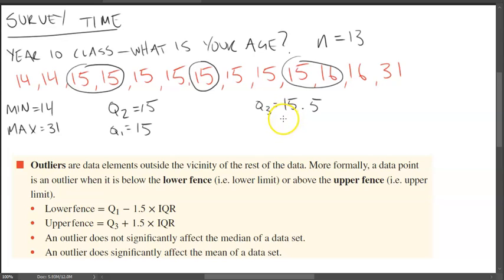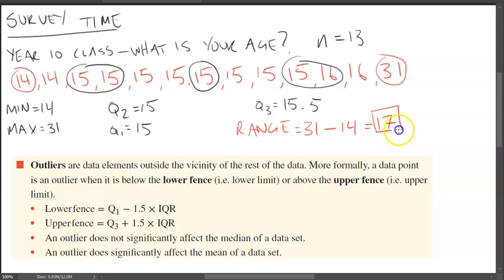And what I'm going to do is extract 2 things. I'm going to find the range, and I'm going to find the IQR. So the range in this case is 31 take away 14. It's the difference between the highest and the smallest amount, and in this case we've got 17 as our range. Our IQR is equal to Q3 take away Q1, so 15.5 take away 15, which is 0.5.